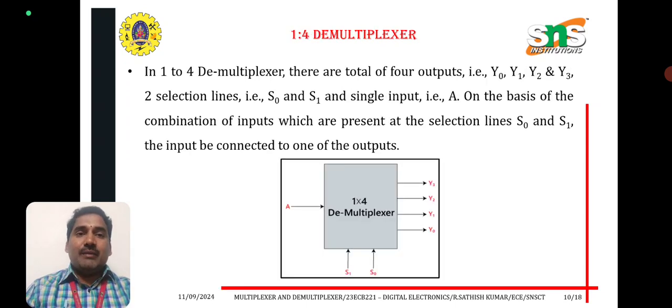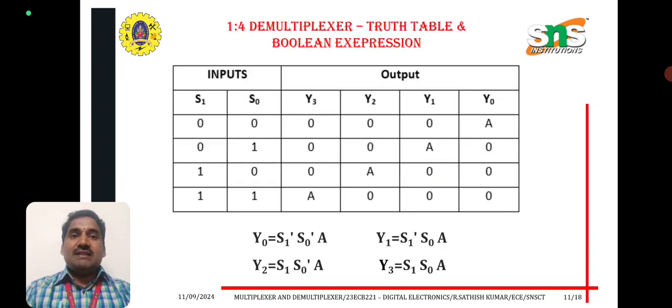In a 1:4 demultiplexer, there are a total of 4 outputs Y0 to Y3, 2 selection lines S0, S1, and a single input Y. On the basis of the combination of inputs present on the selection lines S0, S1, the input will be connected to one of the outputs. A single input and selection lines S0, S1 produce the outputs Y0, Y1, Y2 and Y3. This is the basic input for the 1:4 demultiplexer.